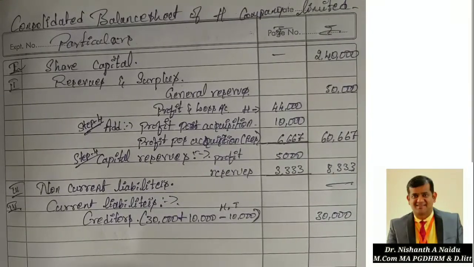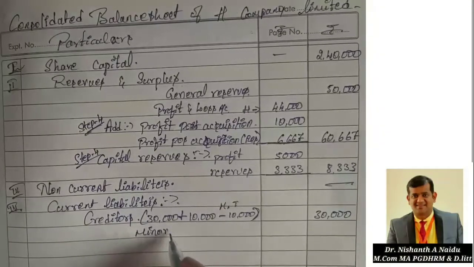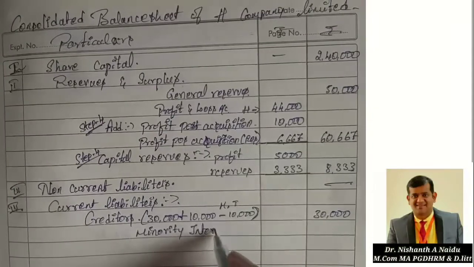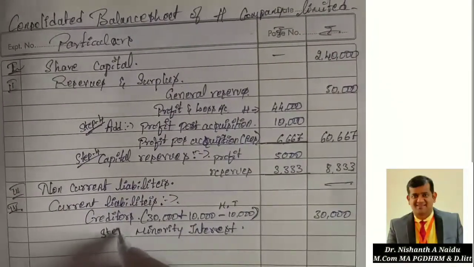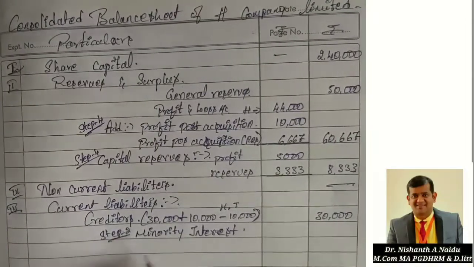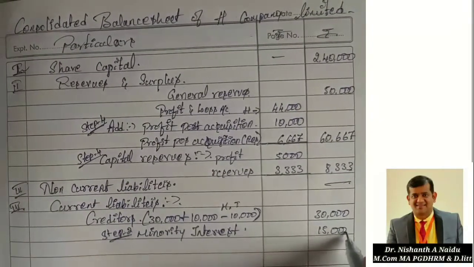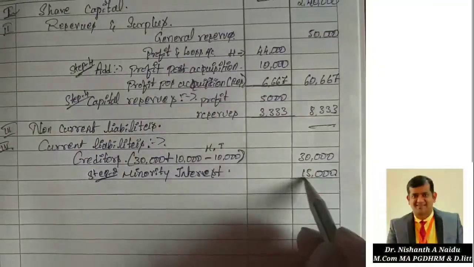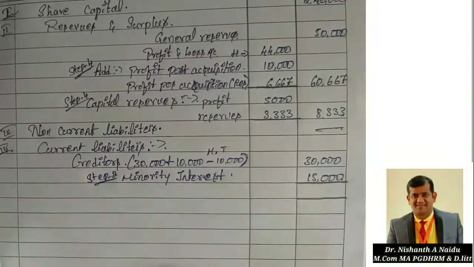Okay. So after all this, you have to add minority interest under current liability. Minority interest. So how much did you get as minority interest? Step number 2. Step 2, minority interest. How much did you get? 15,000 rupees. So add that and close it. Add it and close it. Find the total now. Find the total. So how much will you get?